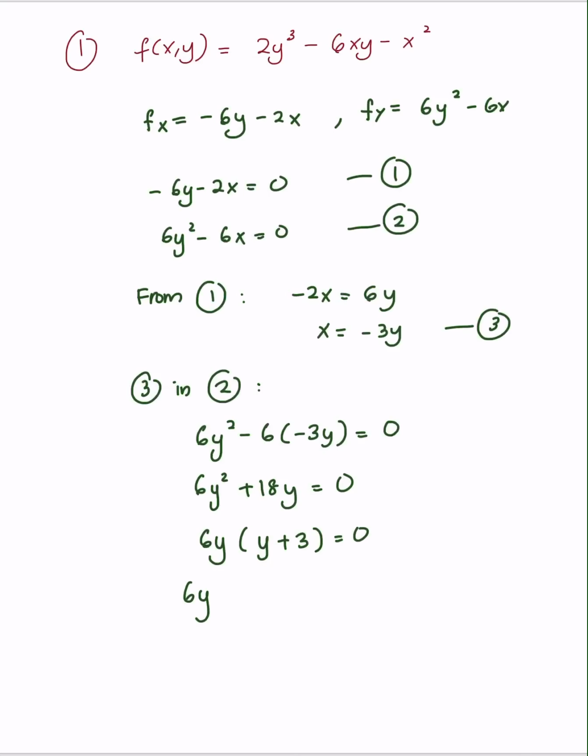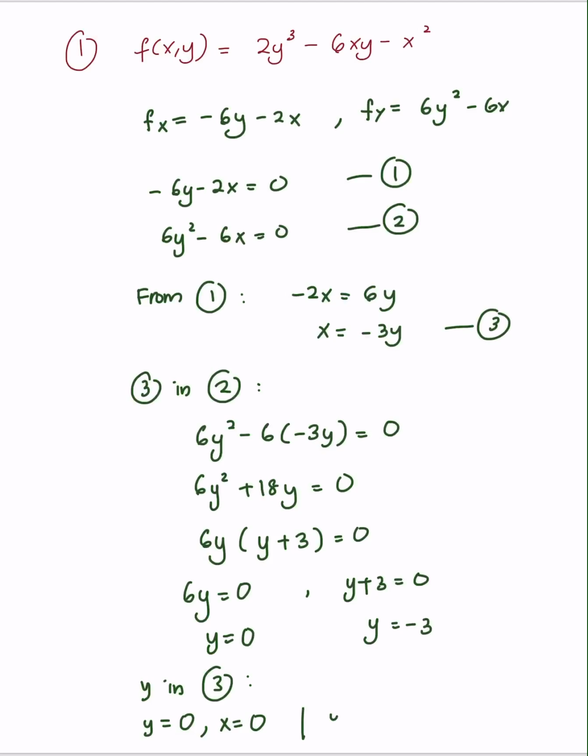So we will solve this. 6y equal to 0, therefore y equal to 0, and y plus 3 equal to 0, so we will have y equal to minus 3. So we already have 2 values for y. Now we substitute y into x equal to minus 3y. For y equal to 0, we have x equal to 0. For y equal to minus 3, we will have x equal to 9, right?